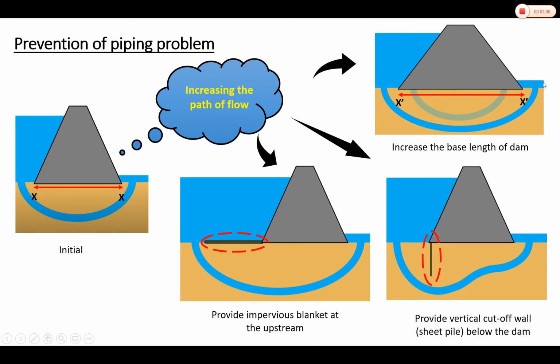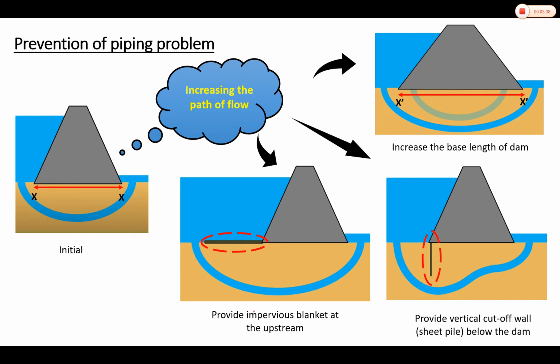you can see that the length of the seepage will be longer than the initial one. Also, we can have the cut-off wall, or sheet pile, here. It will lengthen the path of the seepage. The sheet pile can be on the left side, near the upstream, and also can be on the right side, close to the downstream.